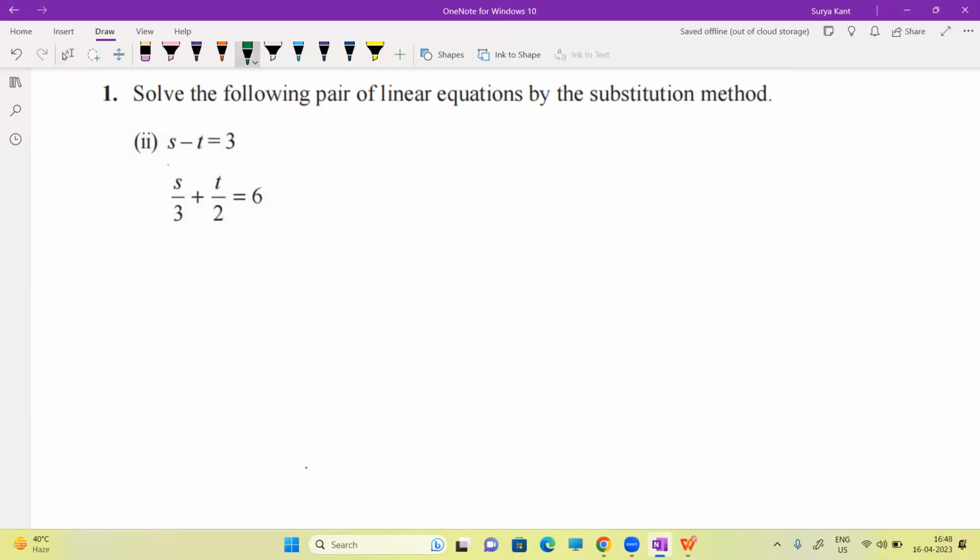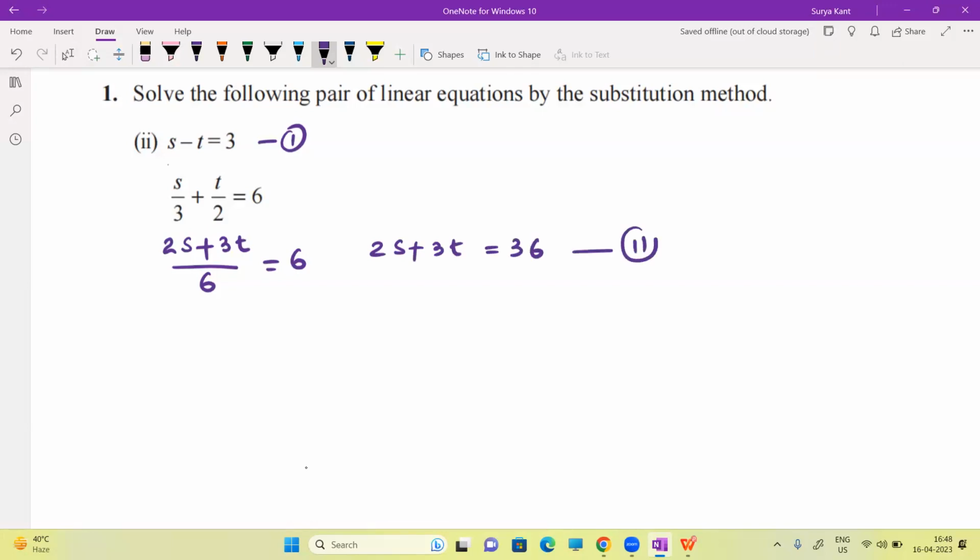Hansini, where did you go? Yeah, Hansini, I'm just solving over here 2s plus 3t is equal to 36. There are two equations over here, Hansini. What should be the first step? Yes, Hansini, tell me fast. Sir, in this we need to substitute or we need to find whether they are parallel or intersecting. No. Here, just see the question, what they're asking. Solve the following pair of linear equations by substitution method. You have to solve the linear equations in two variables. It means you have to find the values of the variables over there, S and T.